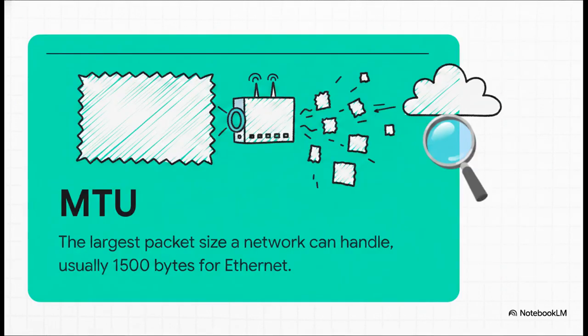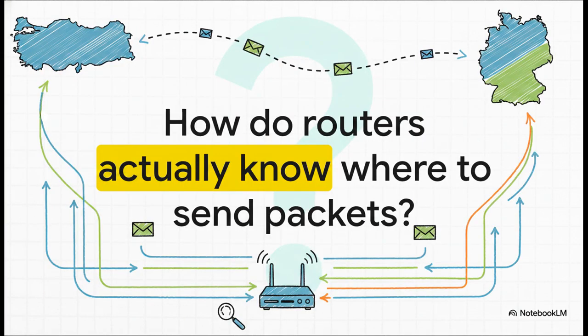And this perfectly illustrates the concept of MTU, or Maximum Transmission Unit. For standard Ethernet, this is usually 1,500 bytes. If your data packet is bigger than this MTU limit, the router has to chop it up into smaller fragments. While this makes sure the data actually gets through, it sadly decreases performance and bumps up the risk of data loss.